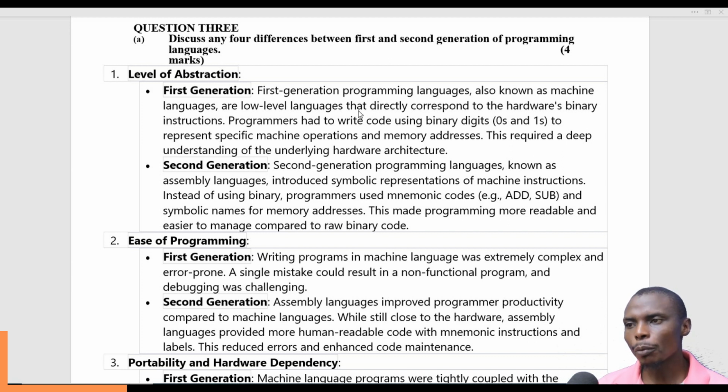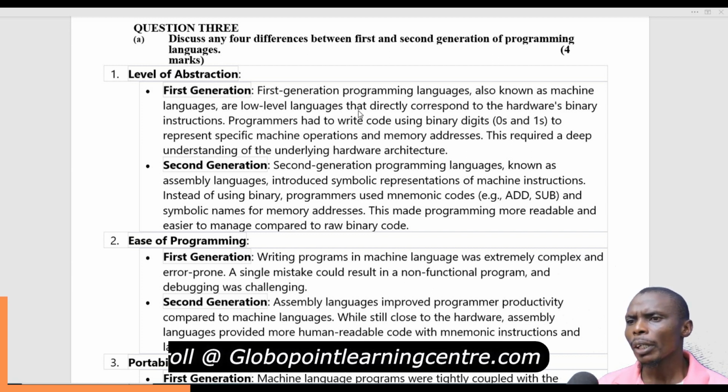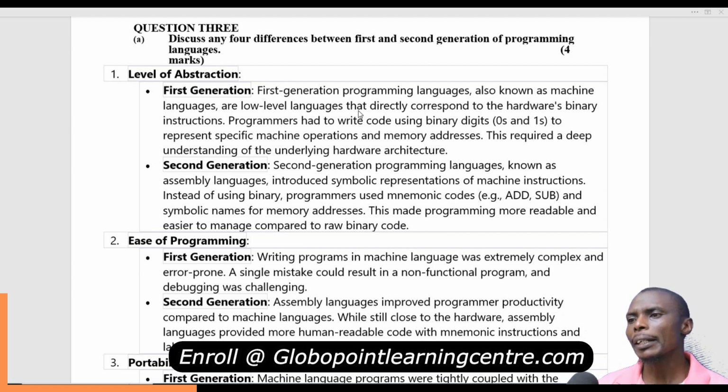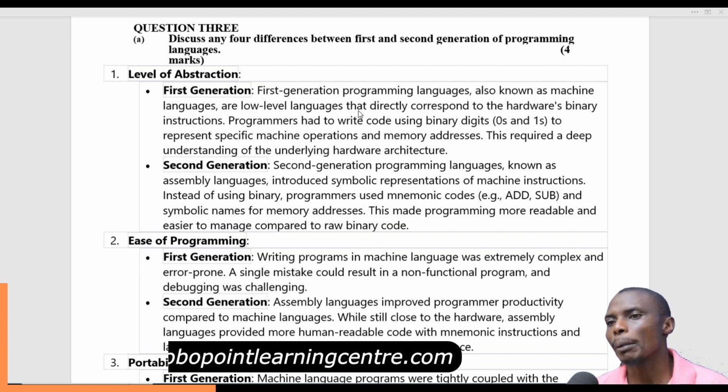So for the second generation computer, which was using a language known as assembly language, this one was used when there was an introduction of symbolic representation of machine instruction. For example, they could use mnemonic codes, for example, add, subtract. Those are codes that were now symbolically used. So instead of using binary numbers, 0 and 1, they were using mnemonics. And now there were symbolic names for memory addresses also. So this programming language is more readable and easier to manage compared to the raw binary code that was used in the first generation programming language.